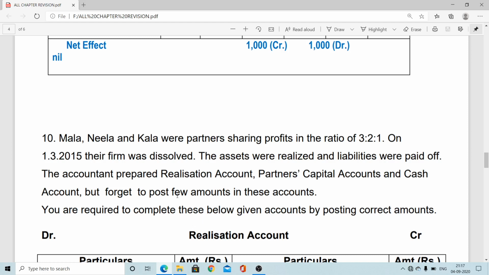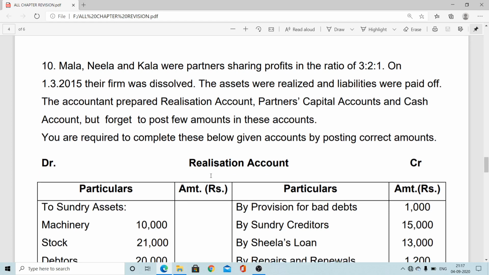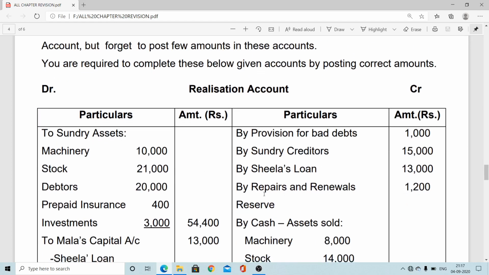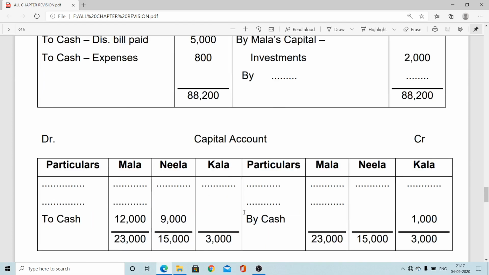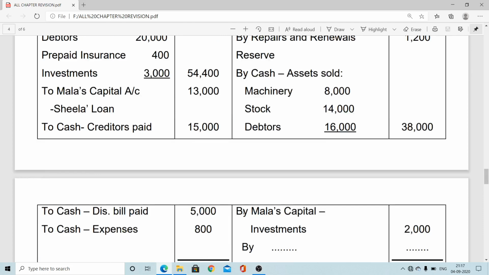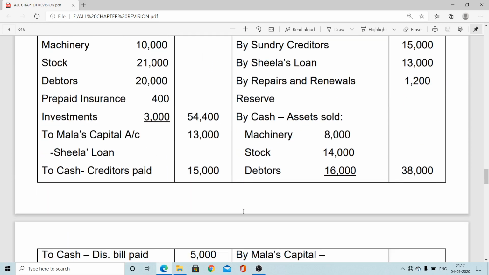Now this is the one problem which we consider, from resolution of partnership, a fill in the blanks type of question. Here there are three partners. Already this problem is solved here. So there are three partners, M, N, and K, and one realization account as well as partners capital account as well as cash account provided, but some missing figure is there. So when you did this problem, I said how we'll find out that missing figure here.